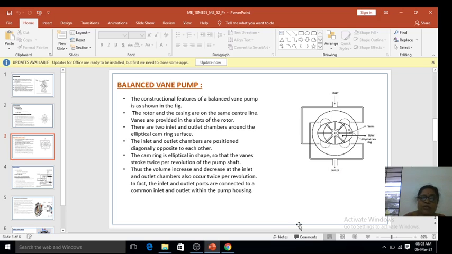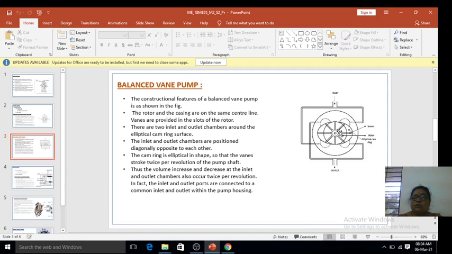The cam ring is elliptical in shape so that the vanes stroke twice per revolution of the pump shaft. Therefore, the volume increases and decreases at the inlet and outlet chambers twice per revolution. The inlet and outlet ports are connected to a common inlet and outlet within the pump housing. This is the balanced vane pump.